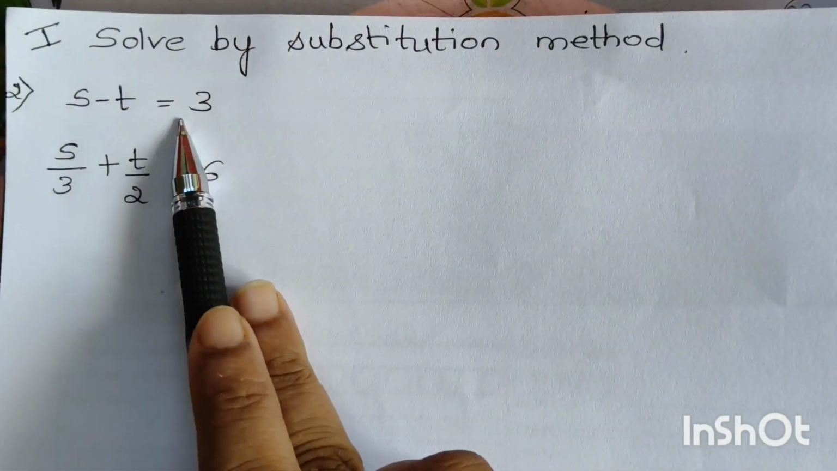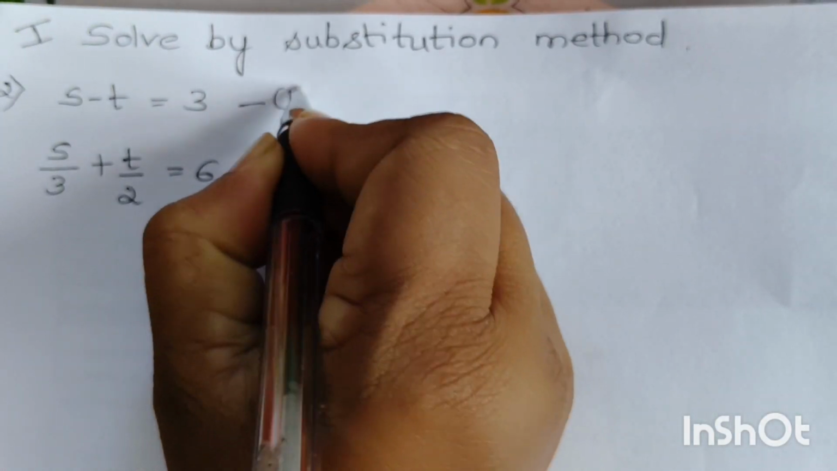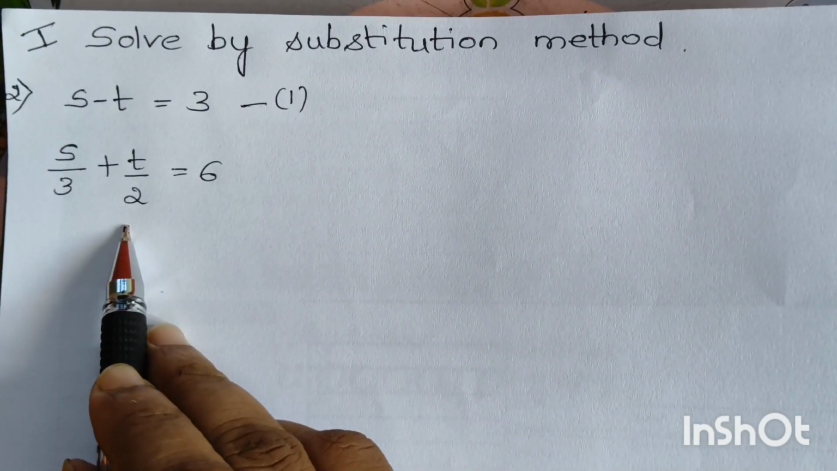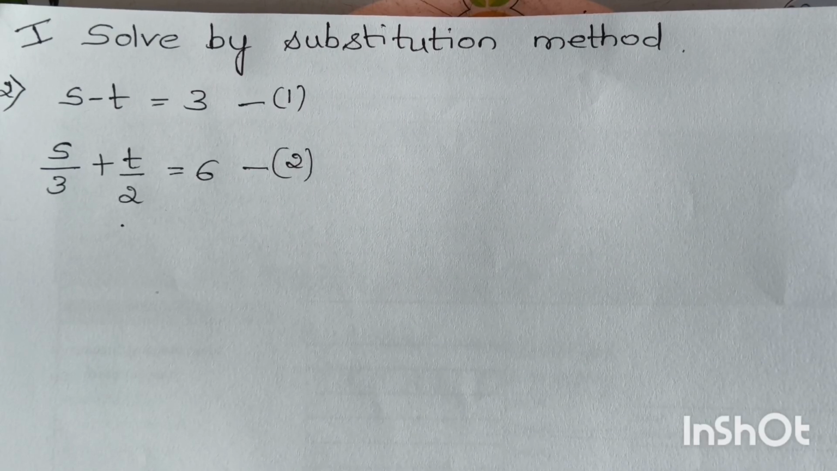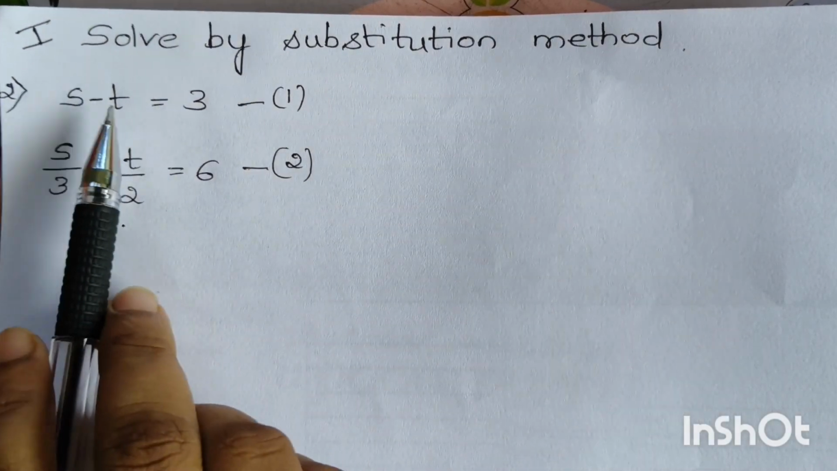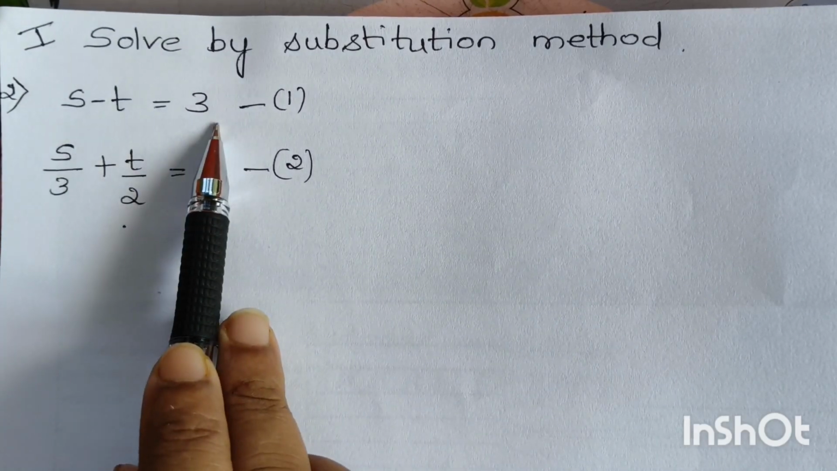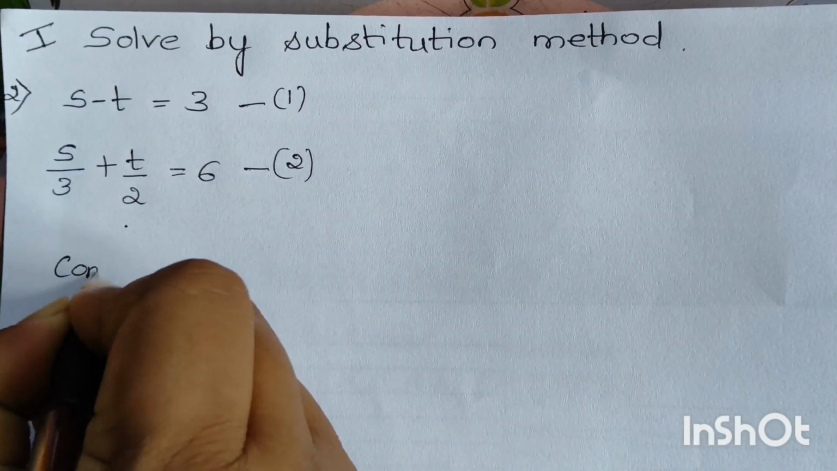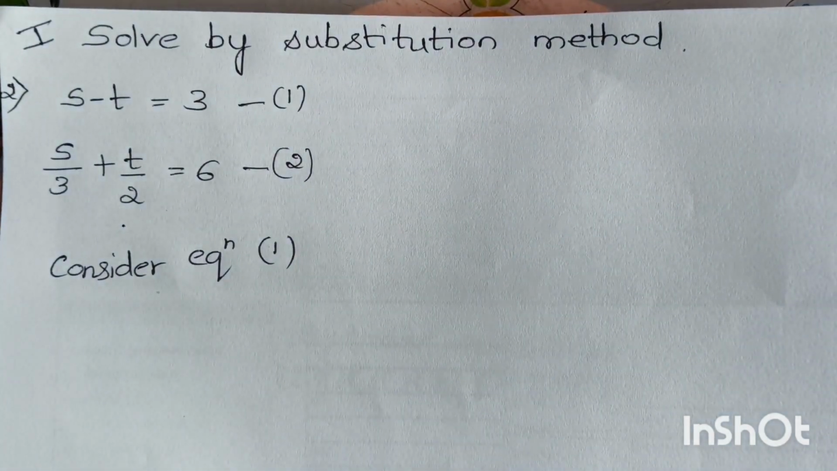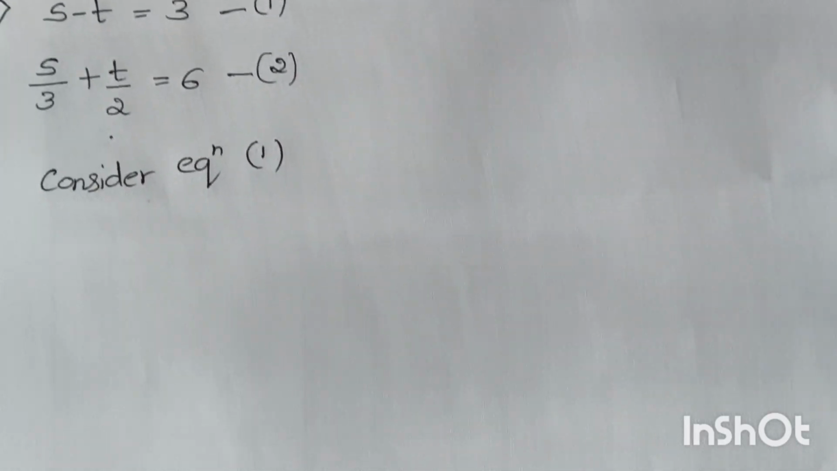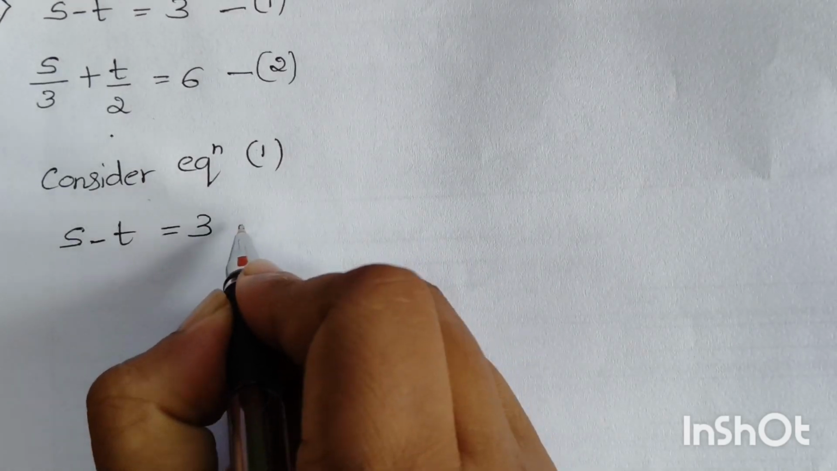Look at this. Here there are two equations. Let us consider this as equation 1 and this as equation 2. Now by the substitution method, we have to find out the value of both s and t. For this, first let us consider equation 1, that is s minus t is equal to 3. It is our equation 1.